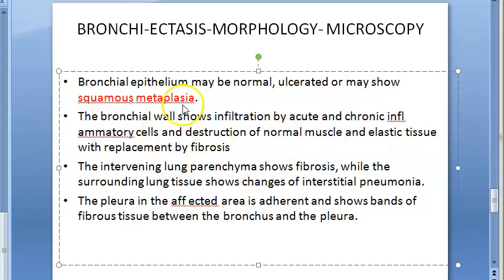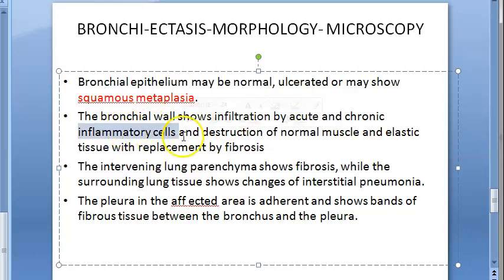Then the bronchial walls, what happens to the walls now? They show infiltration by acute and chronic inflammatory cells. Wherever you write this, you will write this one point everywhere. Inflammatory cells will be there. There will be destruction of normal muscle and elastic tissue. Normal tissue is destroyed. There is fibrosis, whatnot, same stuff. Right? Destruction of normal tissue.